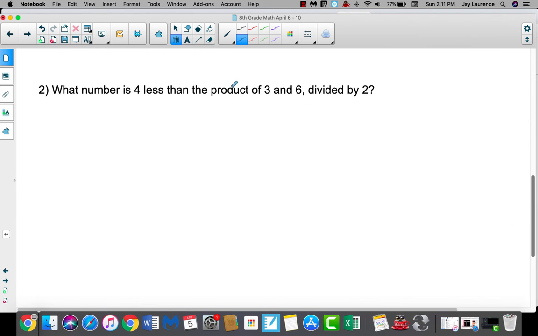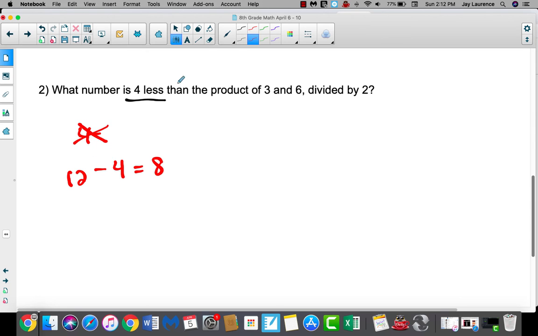Here we go. What number is 4 less than the product of 3 and 6 divided by 2? Well, first of all, how do you say 4 less? Do you say 4 minus? Definitely not. 4 less means minus 4. If I said, what number is 4 less than 12, you shouldn't do 4 minus 12. No, you would do 12 minus 4, because 8 is 4 less than 12.